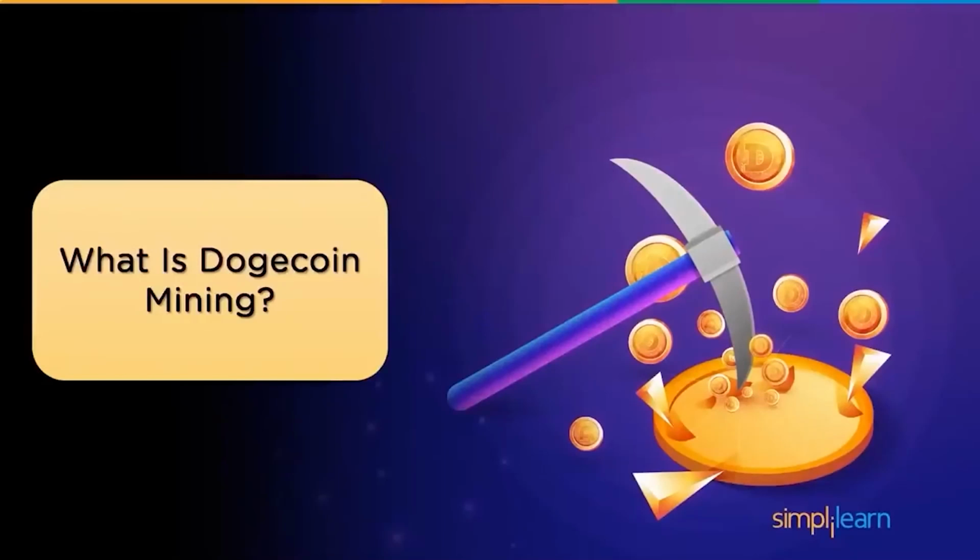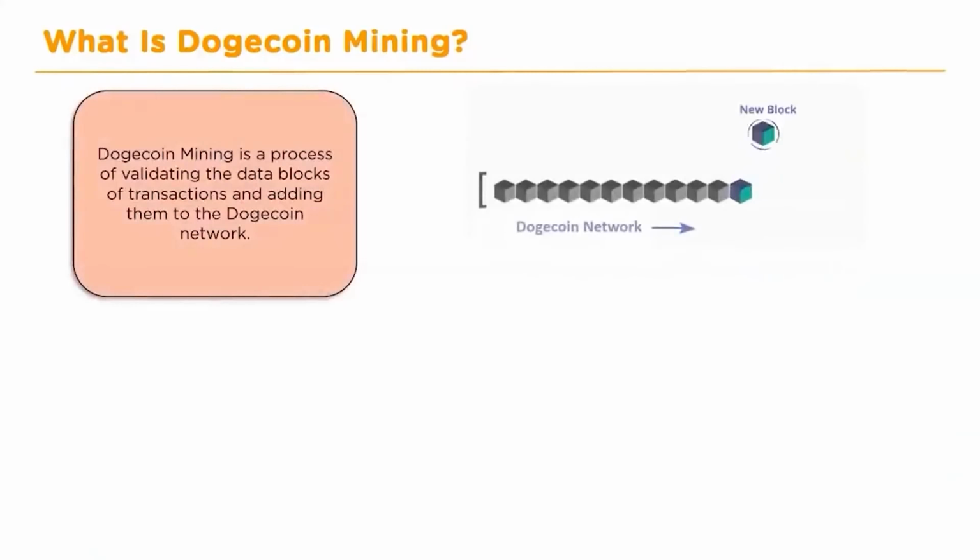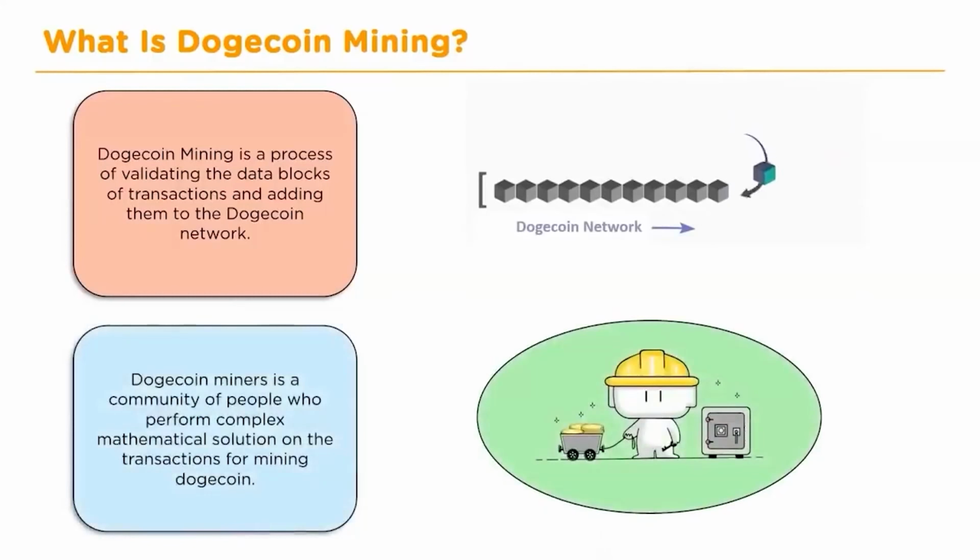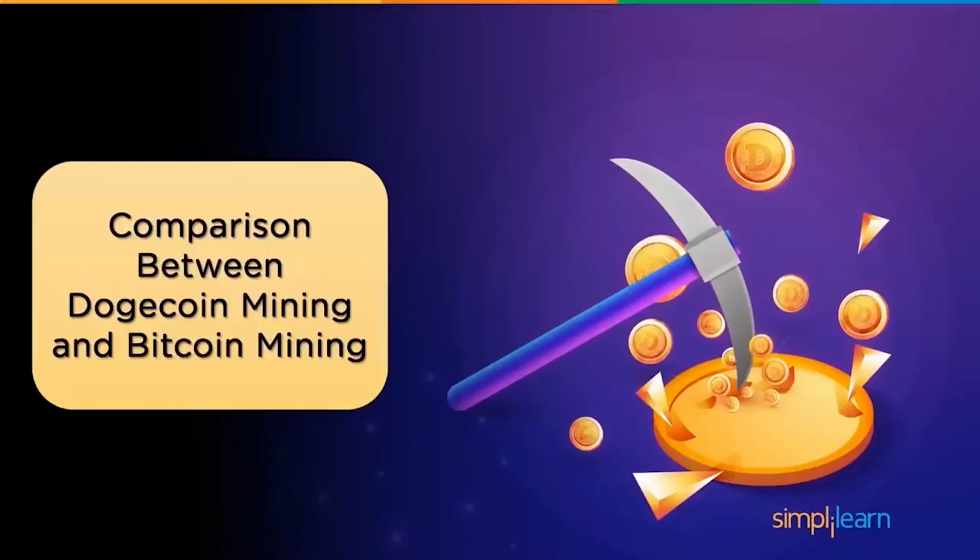So that brings us to what is Dogecoin mining. Dogecoin mining is a process of validating the data blocks of transactions by solving a complex mathematical problem and adding them to the Dogecoin network. Each confirmation of transactions adds a new block to the Dogecoin network. Miners perform this process. Dogecoin miners are a community of people who perform complex mathematical solutions on the transactions for mining Dogecoin. That makes me wonder what the difference is between Dogecoin mining and other cryptocurrencies mining process.